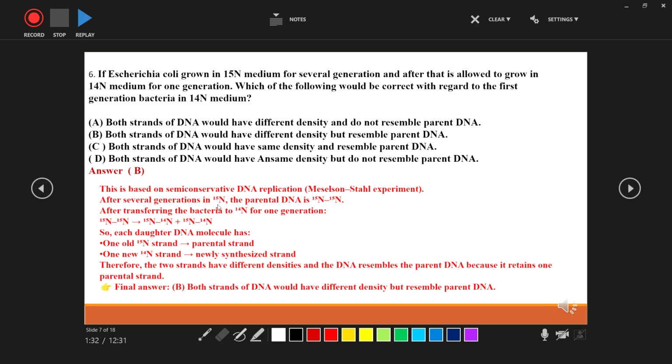After several generations in 15N, the parental DNA is having 15N and 15N. But after transferring the bacteria to 14N for one generation, you can see here 15N-15N and 15N-14N plus 14N-14N. Each daughter DNA molecule has one old 15N strand, that is the parental strand, and one 14N newly synthesized strand. Therefore, the two strands have different densities and the DNA resembles the parent DNA because it retains one parental strand.